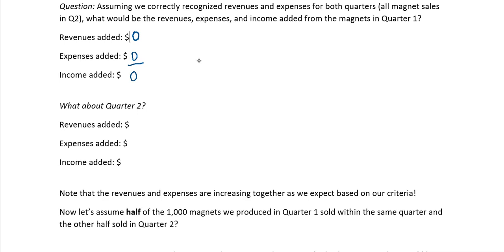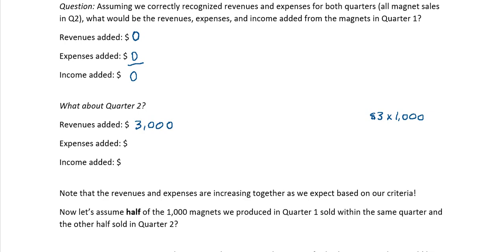Quarter two is a little bit more interesting. Here we actually sell the magnet. We have to figure out what the revenues are. So we will go $3, which is the price of each magnet, times 1,000 magnets. And we will get revenues added of $3,000 in quarter two.